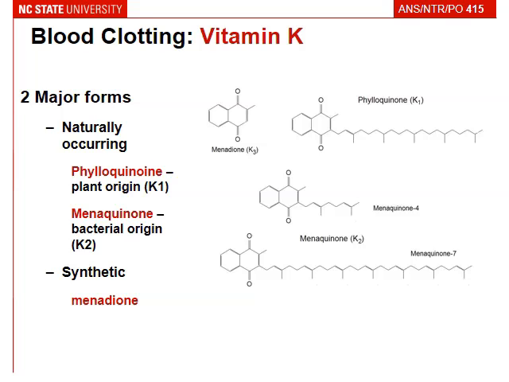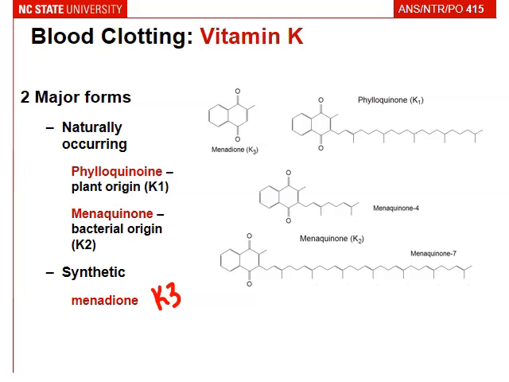And then we do have synthetic menadione, which sometimes you may see referred to as K3. Menadione is what you're going to find in your multivitamins the majority of the time. So here you can see the differences between the phylloquinone and the menaquinone compared to menadione.